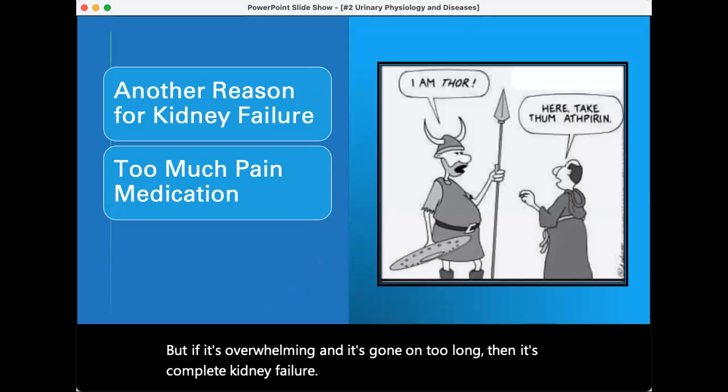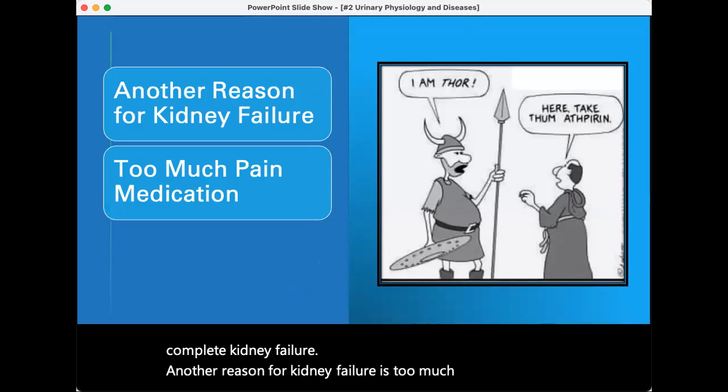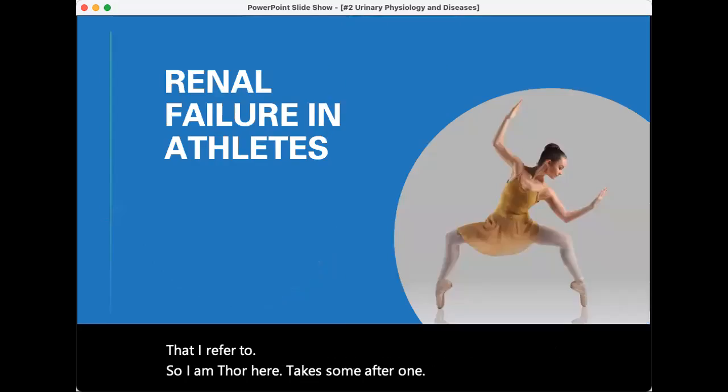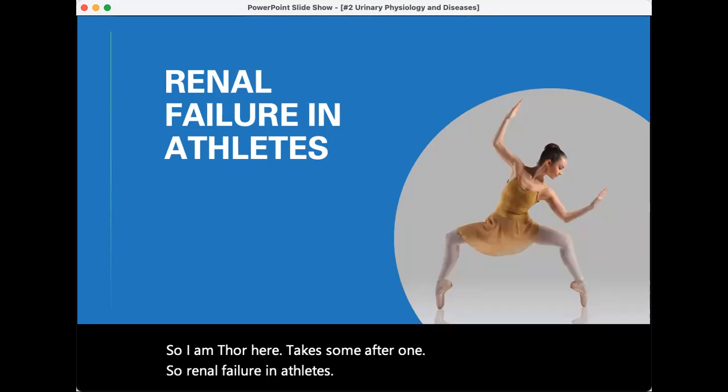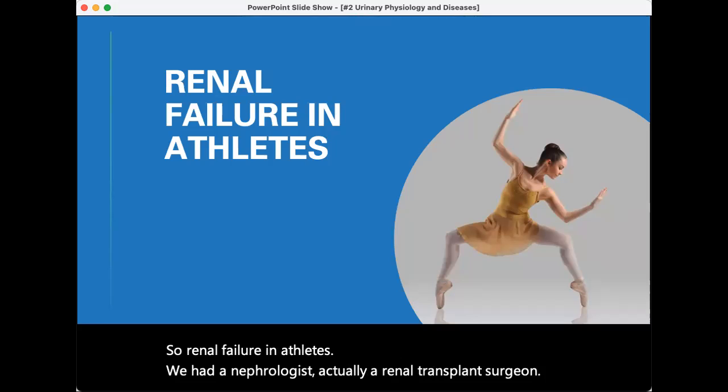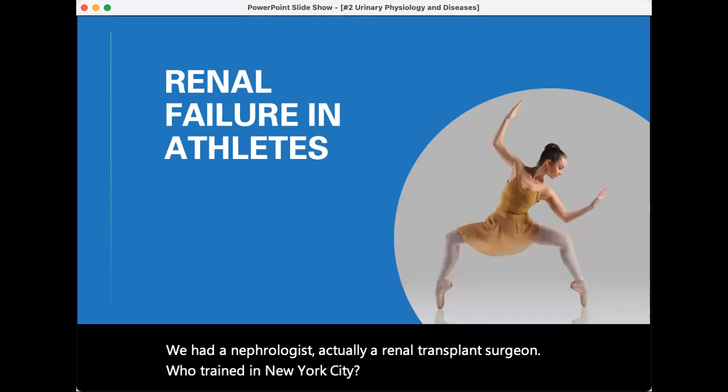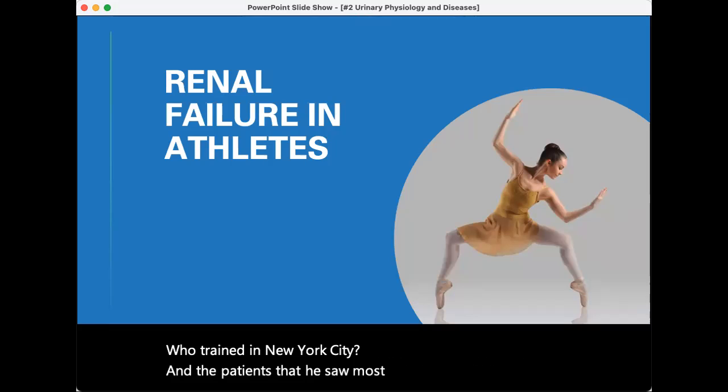Another reason for kidney failure is too much pain medication that I referred to earlier. So renal failure in athletes. We had a nephrologist, actually a renal transplant surgeon, who trained in New York City. And the patients that he saw most in renal failure were the ballerinas.